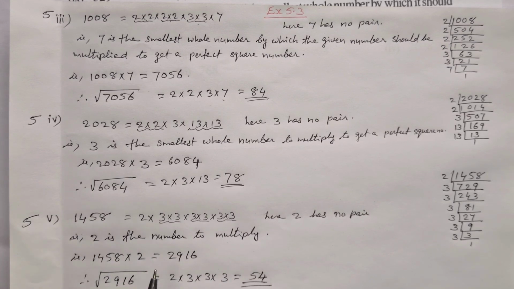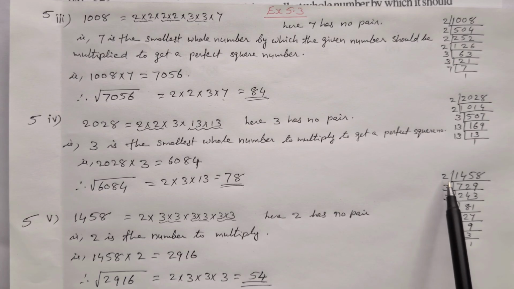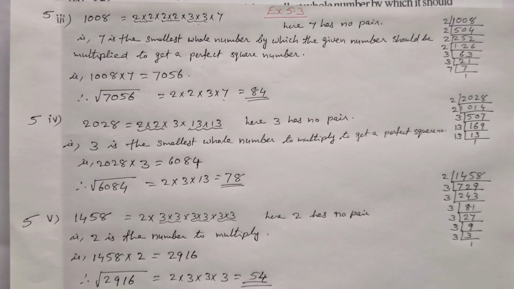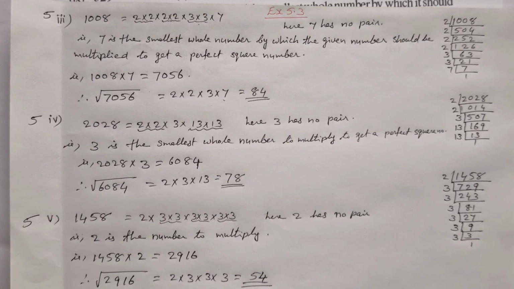Next number, 1458. Here 2 is only one time, that means 2 has no pair. So 2 is the number to multiply to make a perfect square number. 1458 into 2 is 2916, and the square root of that is equal to 54.